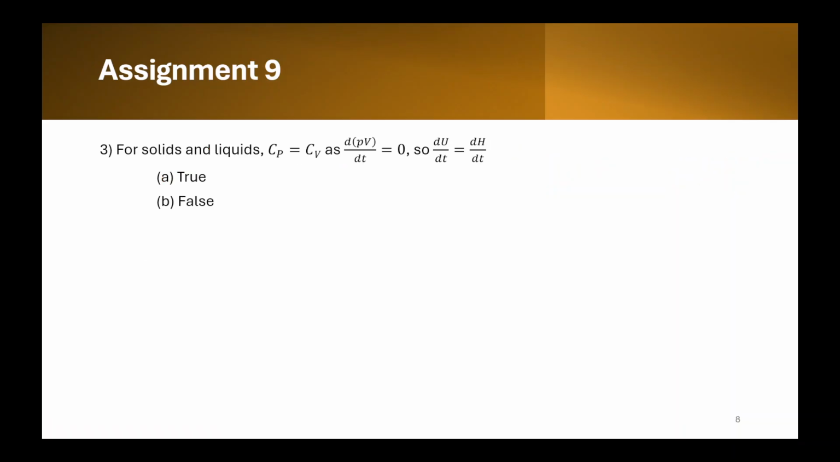Next, for solids and liquids, Cp is equal to Cv as d(PV) by dt is equal to 0. So dU by dt is equal to dH by dt. Yes, this is a correct statement as well. For solids and liquids, Cp is equal to Cv as they are mostly incompressible, and that's why we get dP by dt is equal to 0, and the consequence of that is Cp is equal to Cv. So we again get dU by dt is equal to dH by dt for solids and liquids as well. So this is a true statement as well.